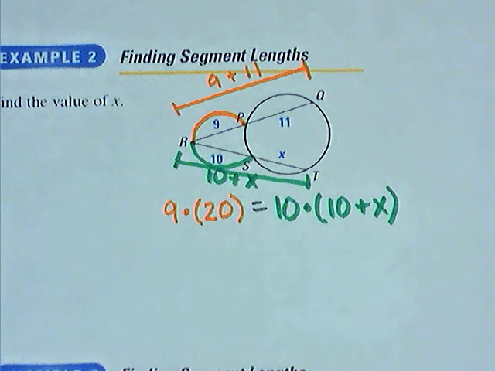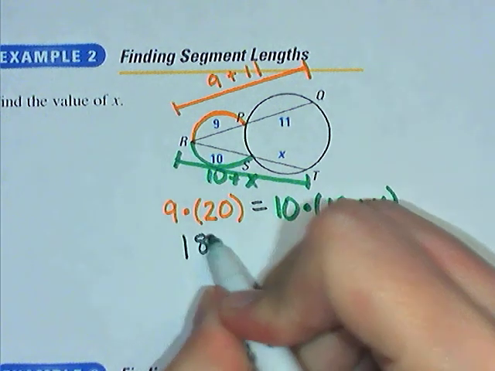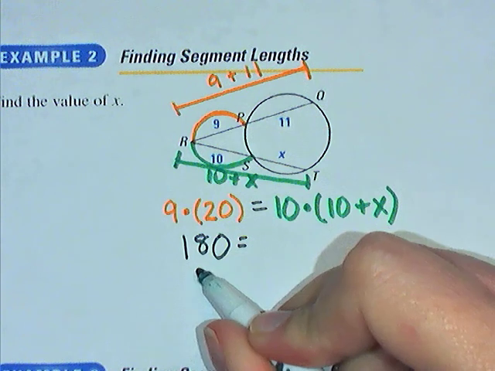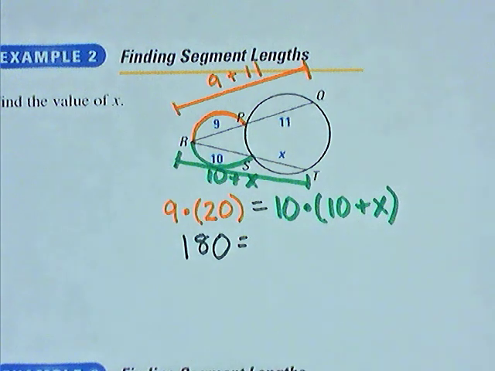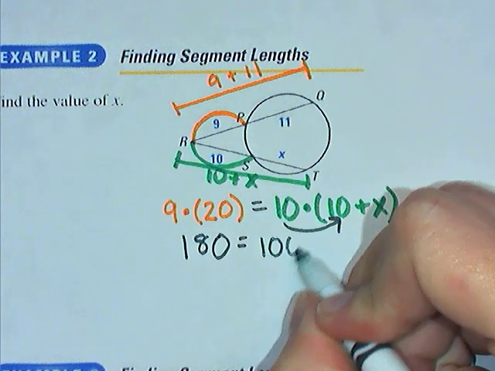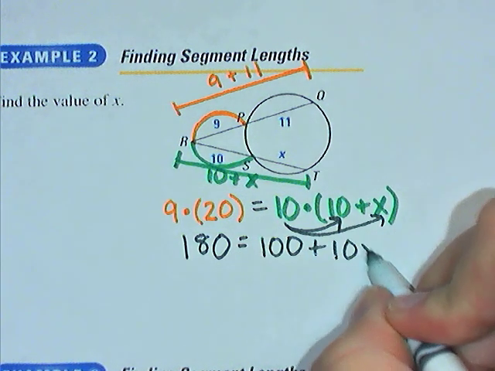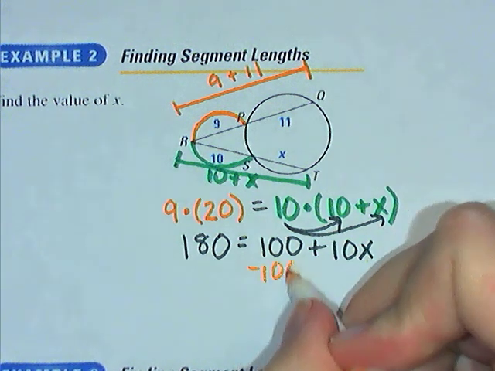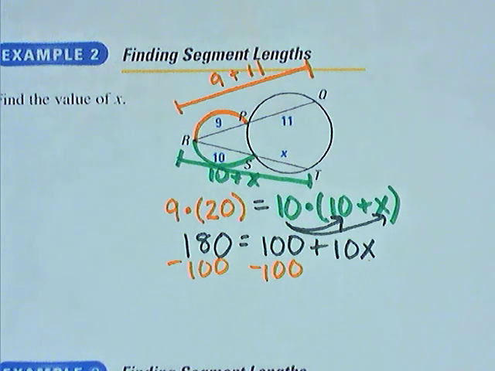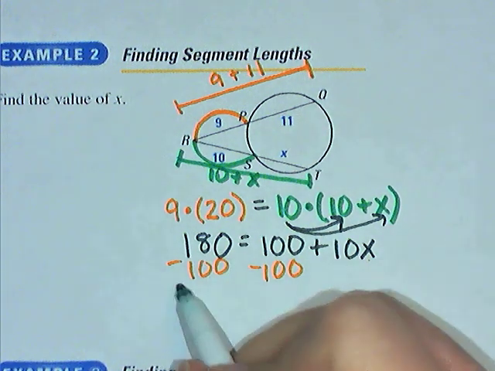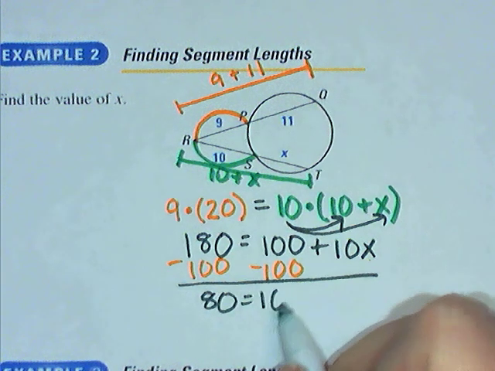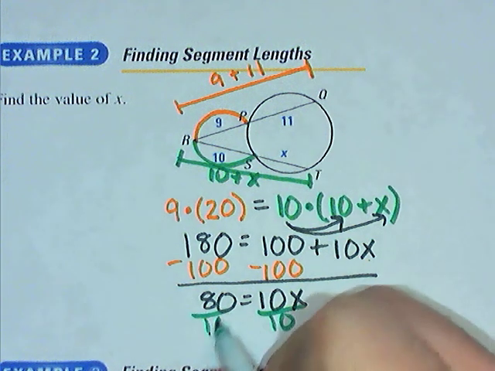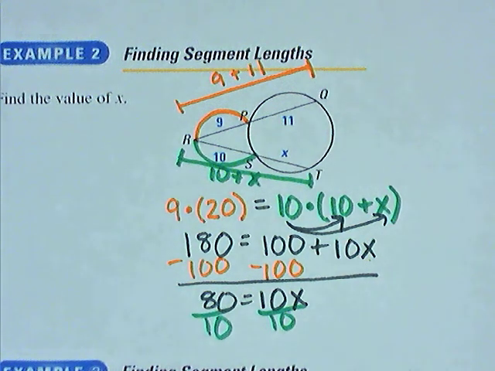And hopefully from algebra you remember how to solve that. Actually, I have a couple of options. You can just distribute the 10, or if you wanted, you could divide the 10 over and make this 18. And that would be quicker. So this would be 100 plus 10x. Your x is here, so subtract 100. 80 equals 10x. So x would be 8. x equals 8. That's if you have two secants.